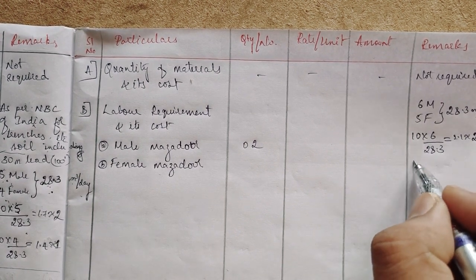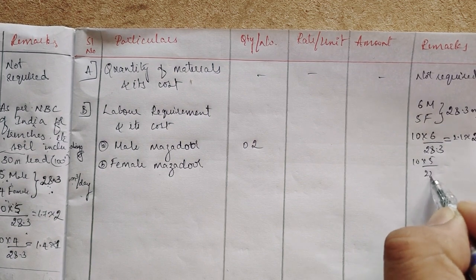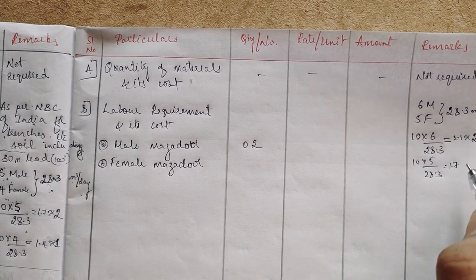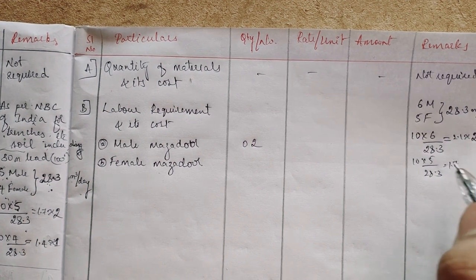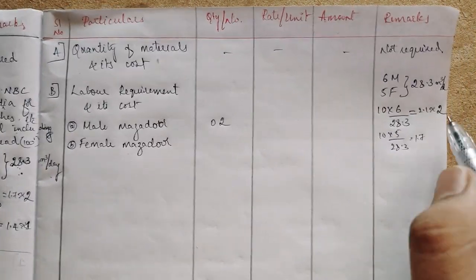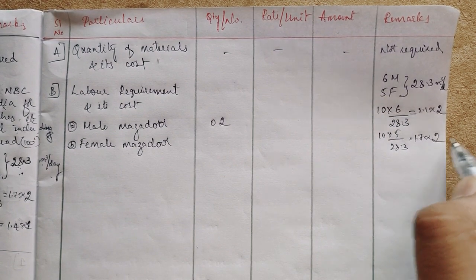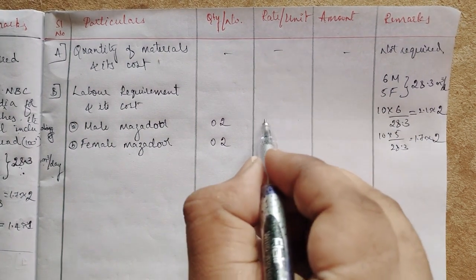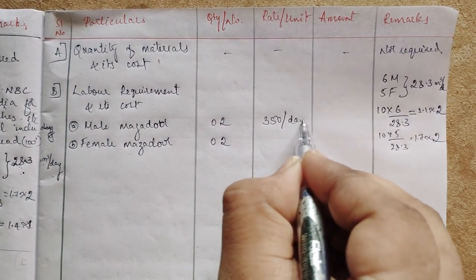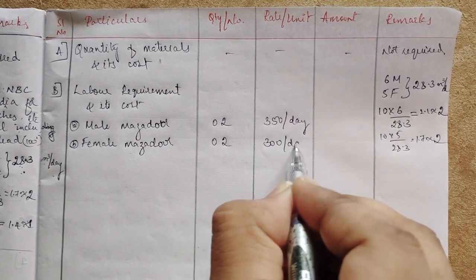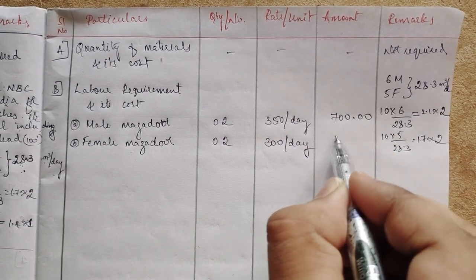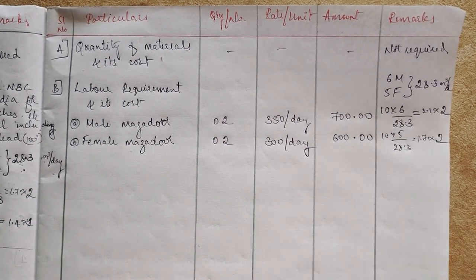Now a female mazdoor for 10 into 5 divided by 28.3, it will be 1.7. As it is 1.7, it is greater than 1.5, so I'll take this as also 2. So I need 2 female mazdoor and 2 male mazdoor. So what will be the rate? 350 per day, here 300 per day. So 350 means it will be 700, it will be 600, okay.